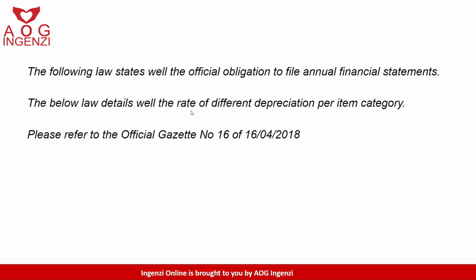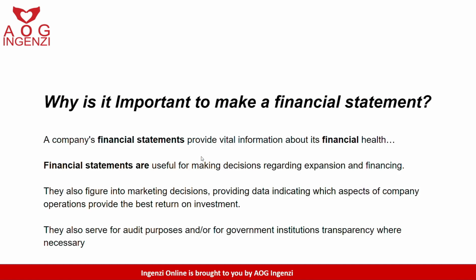This law also details different items and their rates of depreciation, saying that maybe this item has a duration of 4 years or 2 years. Then this law states the details of the years that any item should last and the rate of its depreciation.